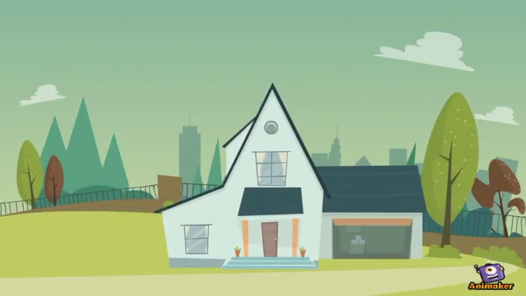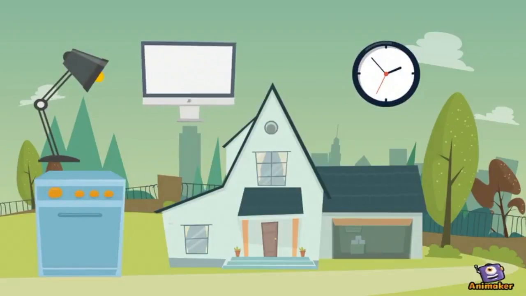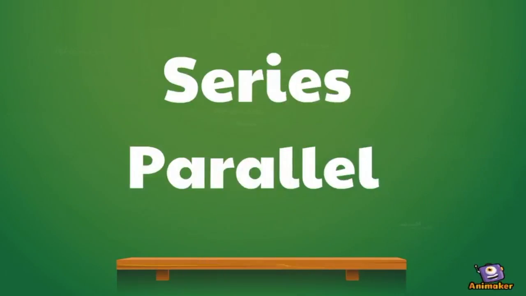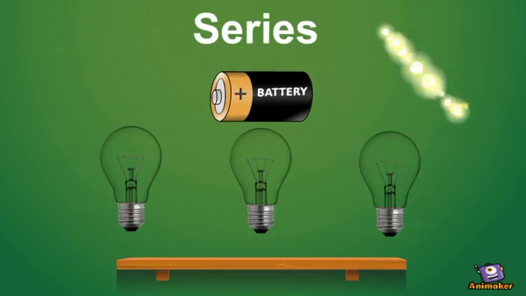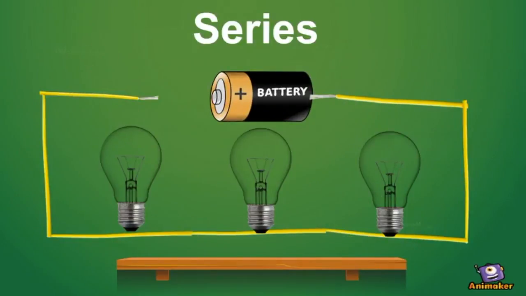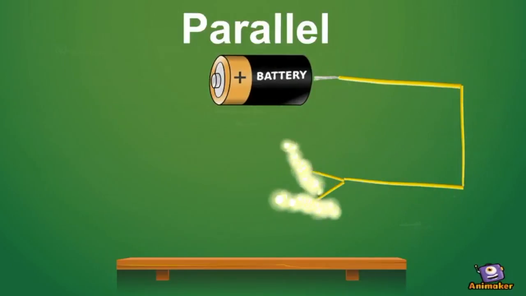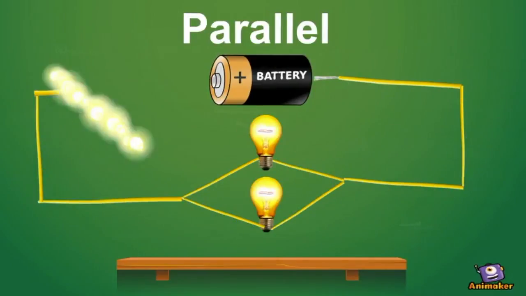So now that we know a little bit more about the principles of electricity, how do you think the electrical components are connected in your house? There are two different ways of connecting circuits, namely series and parallel. The circuit is connected in series when the current is the same through each resistor. In parallel circuits, the current splits between the branches of the circuit.